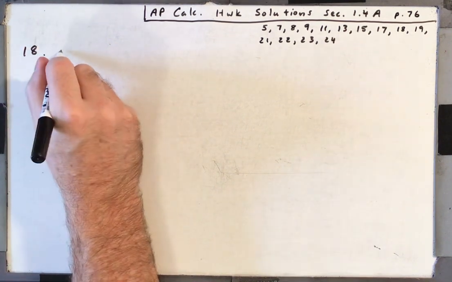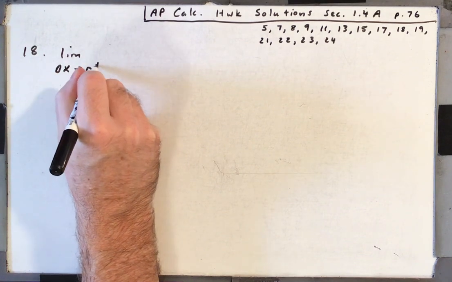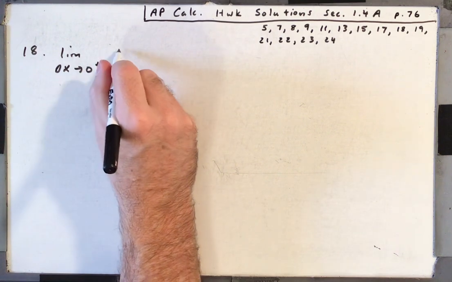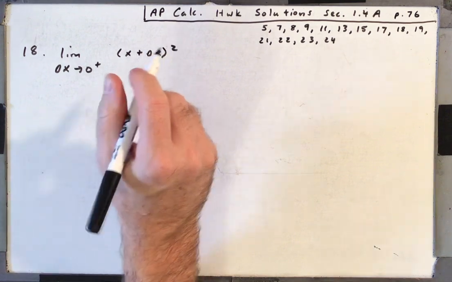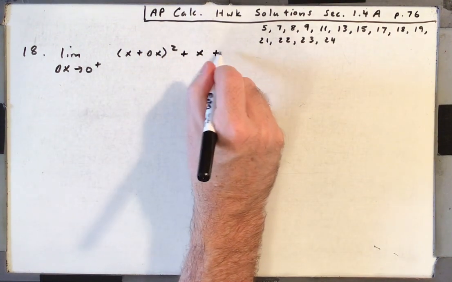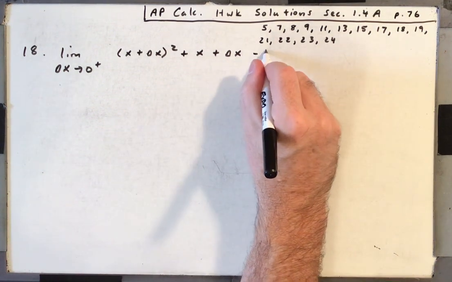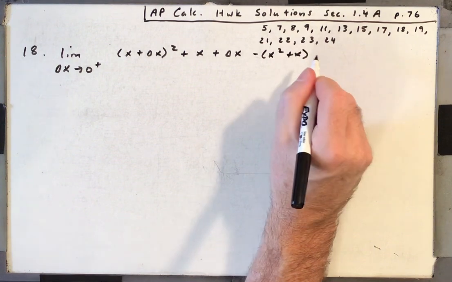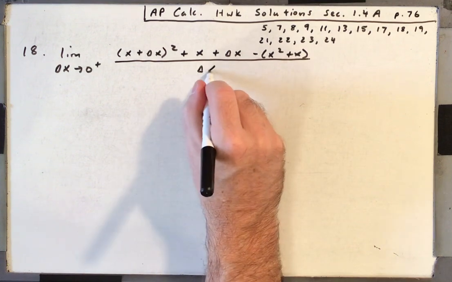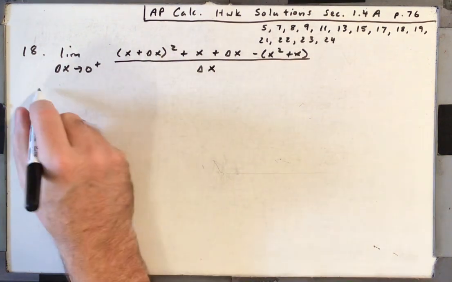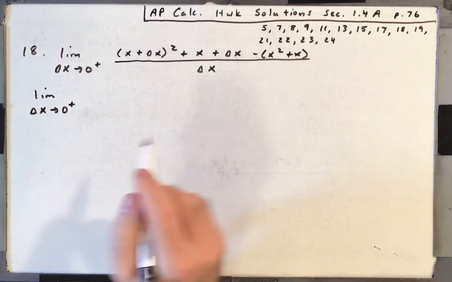All right, I've got a lot to write, don't I? Limit as delta x approaches 0 from the right of (x plus delta x) all squared plus (x plus delta x) minus (x squared plus x), over delta x. Now I'm going to FOIL that (x plus delta x) out. I believe this is by far the longest problem in our homework.